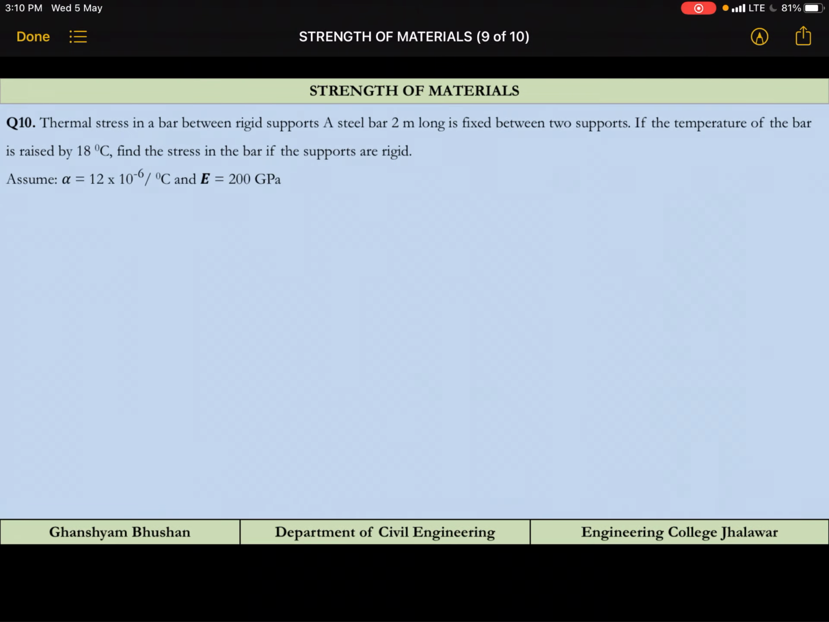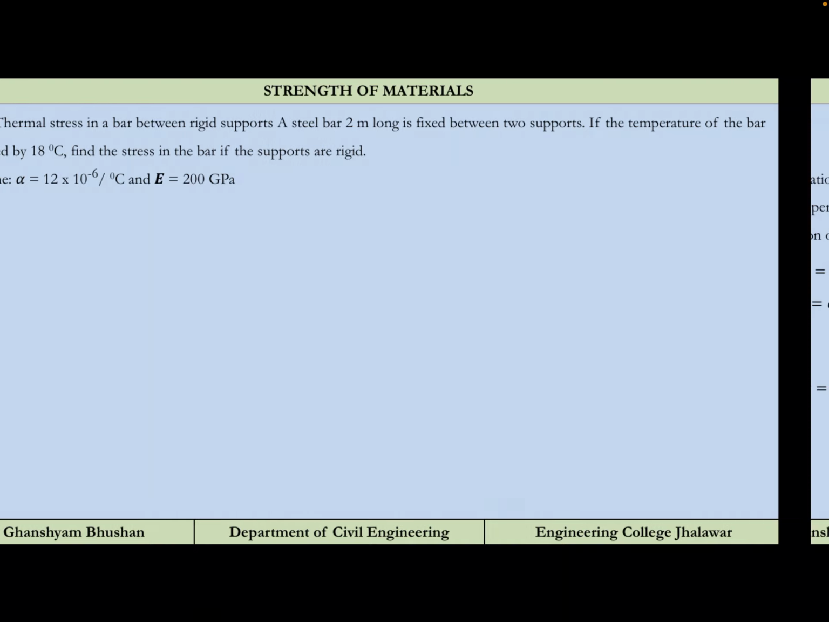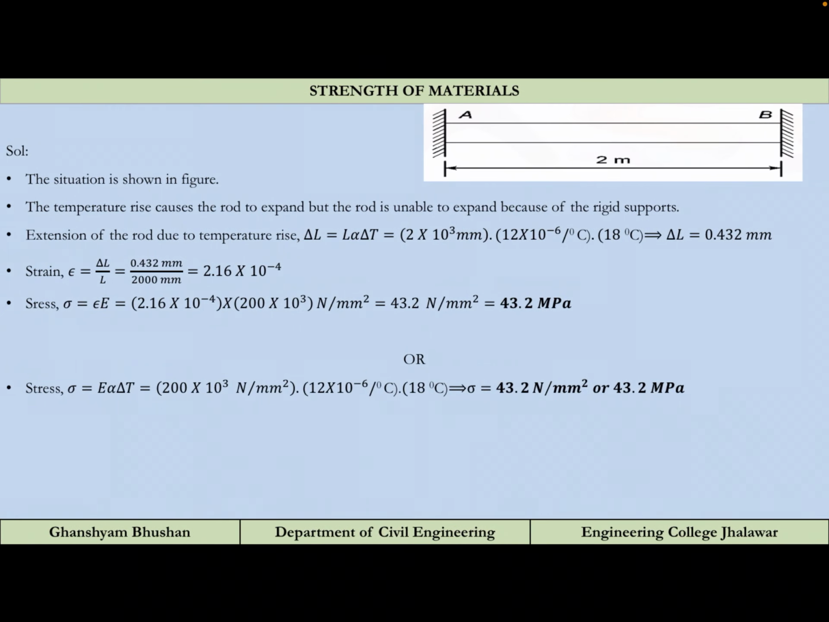So let us try to see this with the help of one example. The thermal stress in a bar between rigid supports: a steel bar 2 meter long is fixed between two supports. If the temperature of the bar is raised by 18 degrees Celsius, find the stress in the bar if the supports are rigid. Assume alpha is equal to 12 into 10 to the power minus 6 and E is given as 200 GPa. So directly let us move to our solution part.